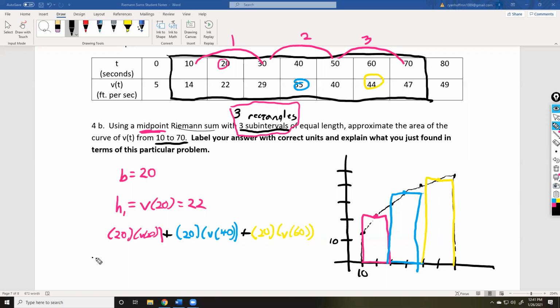So now I'll go ahead and factor 20 out. And we'll go ahead and write these down. Let's see. 22 plus 35 plus 44. If I add all those up, that's going to give me 101, I believe. 10, 10, so 20, 20.